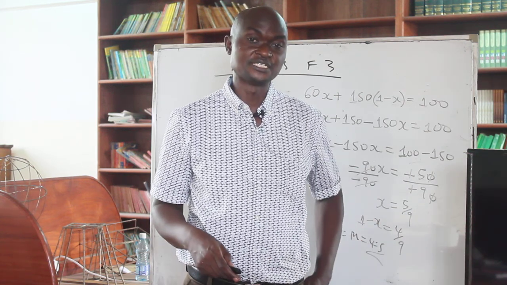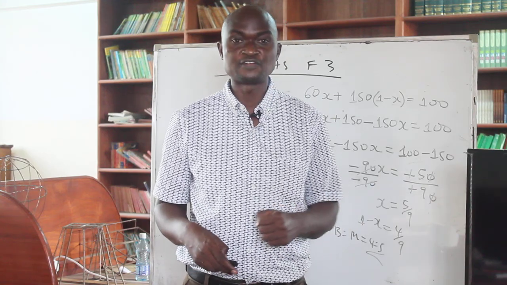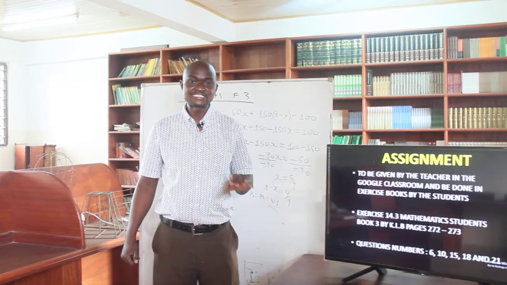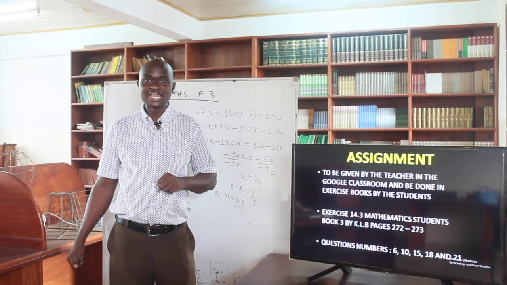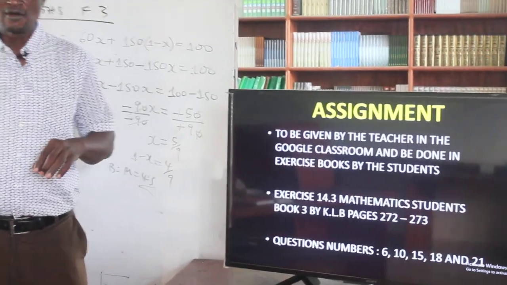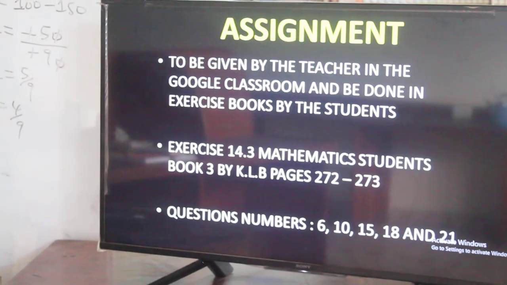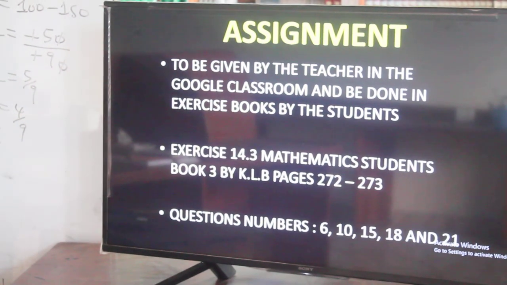So this is your assignment. We're posting it also on the Google platform. We'll be answering questions 6, 10, 15, 18, and 21 of exercise 14.3 in your Form 3 book by KLB. You should be page 272 to page 273. Just 5 simple questions to help you to see whether you understood the entire concept in this particular topic.